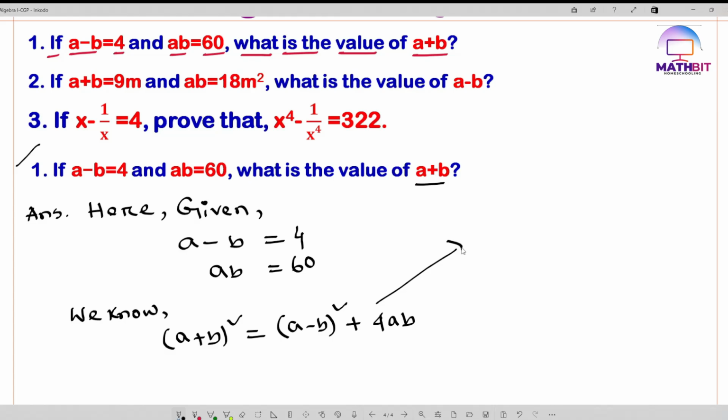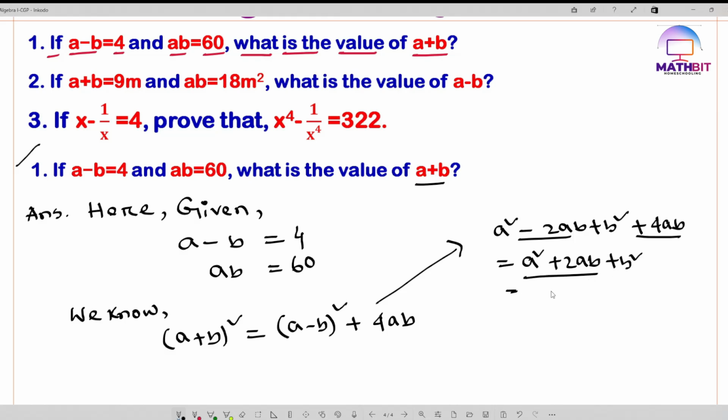How? Look, a minus b whole square, we know, is a square minus 2ab plus b square, and here is plus 4ab. So a square minus 2ab plus 4ab will become a square plus 2ab plus b square. So this one we can write as a plus b whole square. Therefore a plus b whole square equals a minus b whole square plus 4ab.